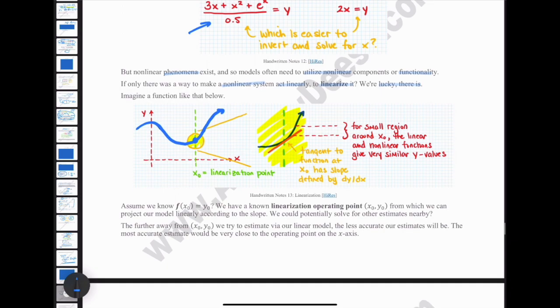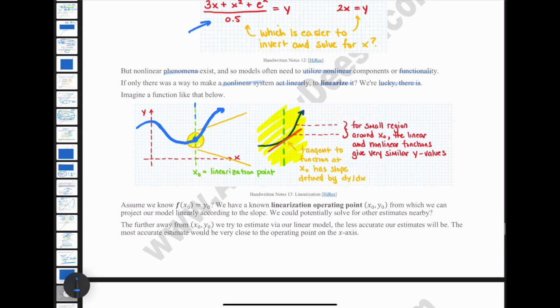And what we can do is define a linearization point, which I'm going to call x0. Generally, this is going to be some point of interest. It could be near the nominal operating value. It could be near the edge of stability. But it's some area, some state near which we're interested in that local behavior.